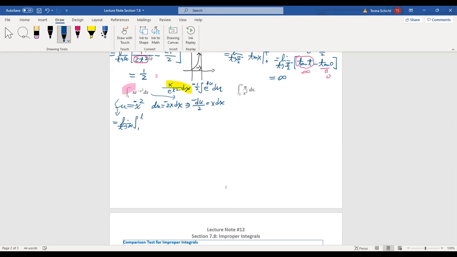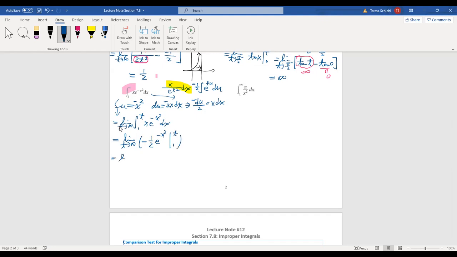Then you have the integral from 1 to t of x e^(-x^2) dx. By the u-substitution, I know this will be the limit as t approaches infinity. After you do the u-sub, you get negative 1/2 e^(-x^2), and then you put in your upper and lower bounds.